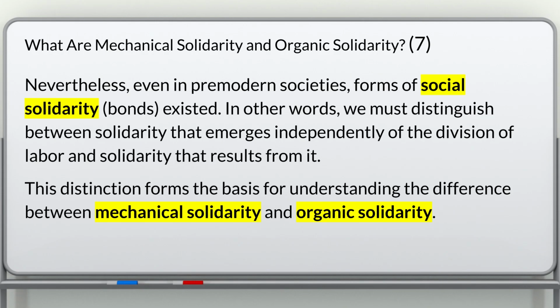In other words, we must distinguish between solidarity that emerges independently of the division of labor and solidarity that results from it. This distinction forms the basis for understanding the difference between mechanical solidarity and organic solidarity.